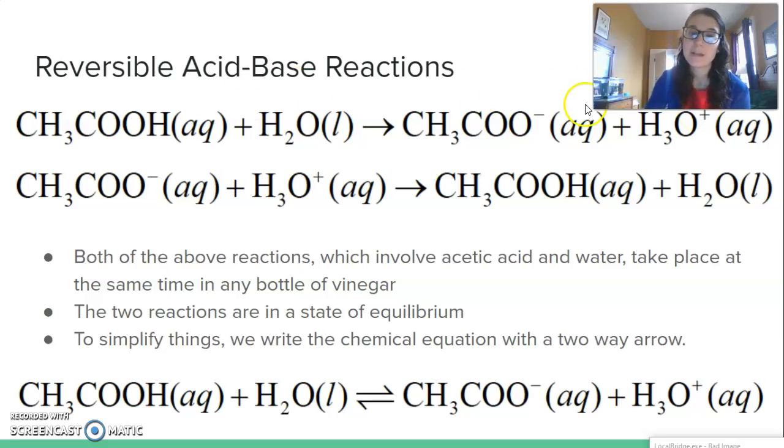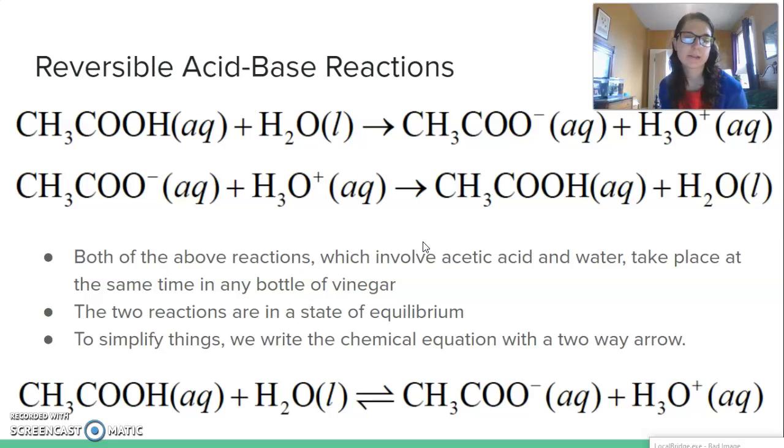But at the same time, you have the conjugate base of acetic acid and H3O+ reacting to produce acetic acid and water. So both of these reactions are taking place at the same time. It's not like one completes and then the other goes. They're going back and forth.